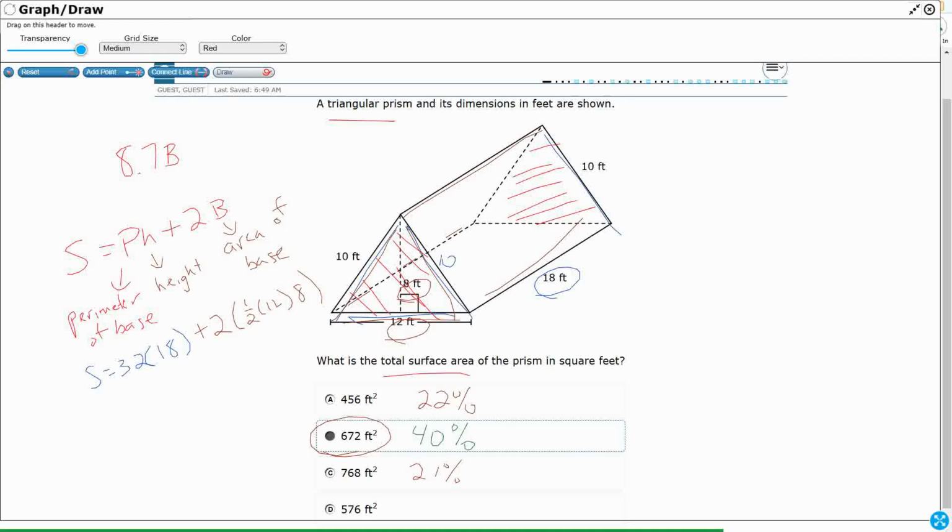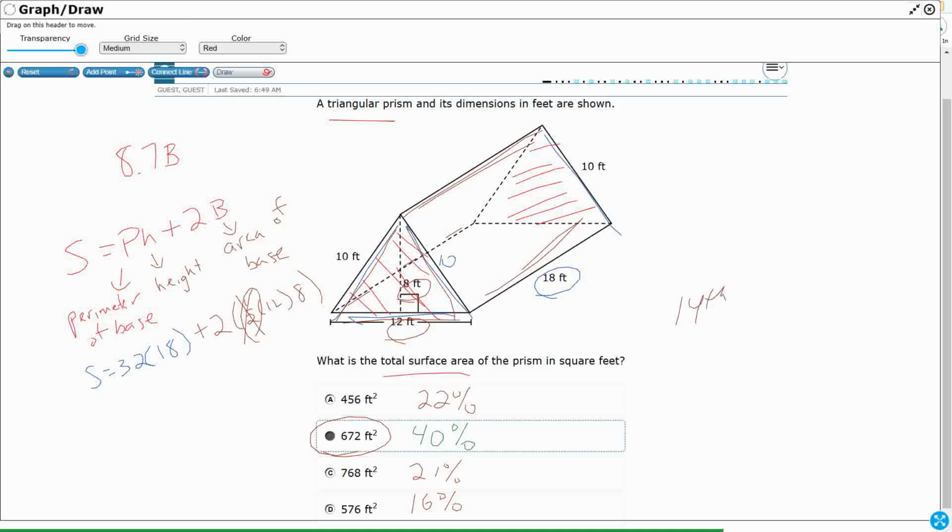What you end up doing is you leave off that 1/2 when you're calculating the triangular base. So you end up overshooting your answer. And then D is 16%. That's the lateral surface area. That's just these three triangles, right? So that's a little bit harder to get to on purpose there.